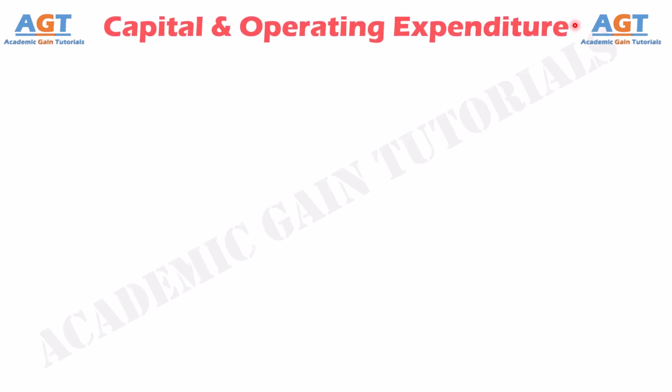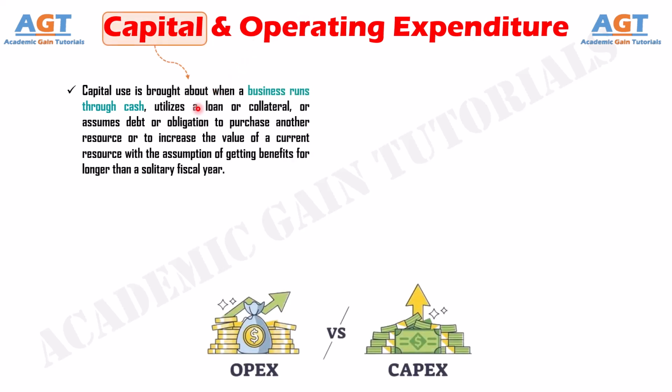In this video, we will look into the differences between capital expenditure and operating expenditure. Capital use is brought about when a business runs through cash, utilizes a loan or collateral, or assumes debt or obligation to purchase another resource or to increase the value of a current resource with the assumption of getting benefits for longer than a solitary fiscal year. Set forth plainly, it addresses investment in the business.